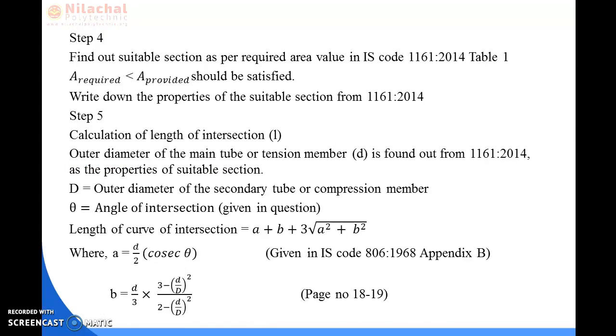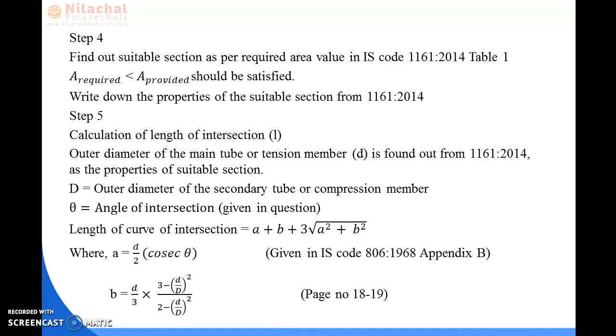The next step is step 4. Here find out a suitable section as per the area required value in IS code 1161-2014, table number 1. Here A required should be less than A provided, hence it is satisfied. Then write down the properties of the suitable section from 1161-2014.